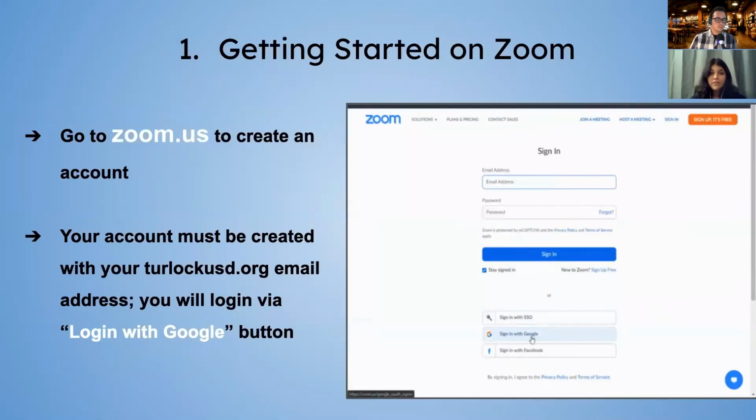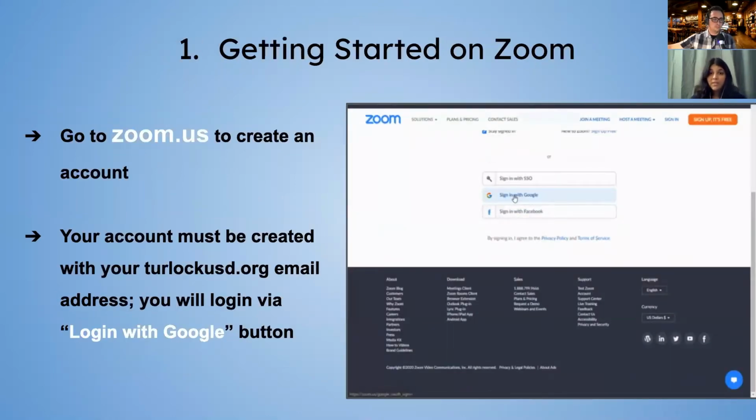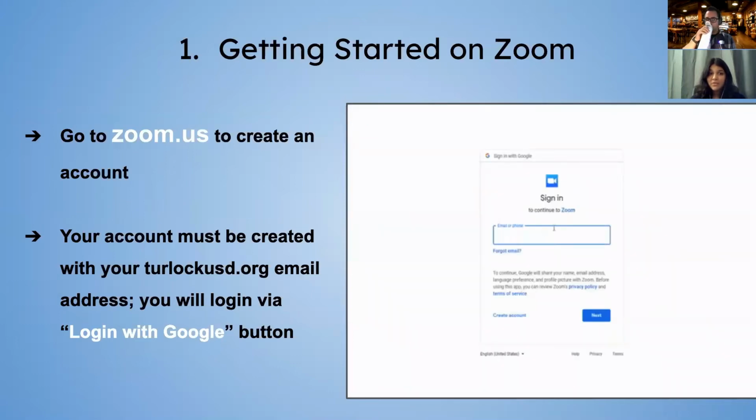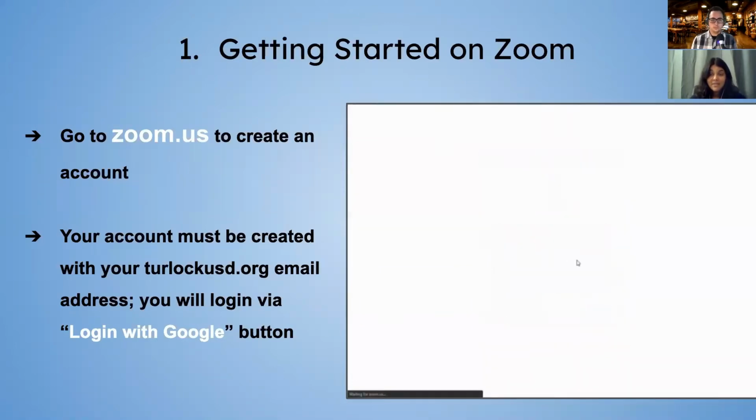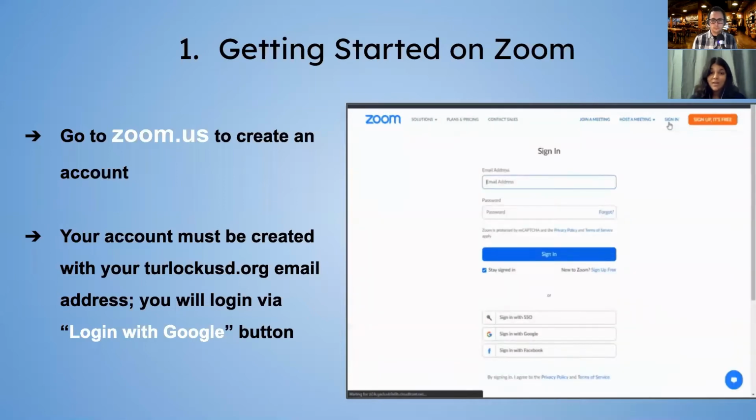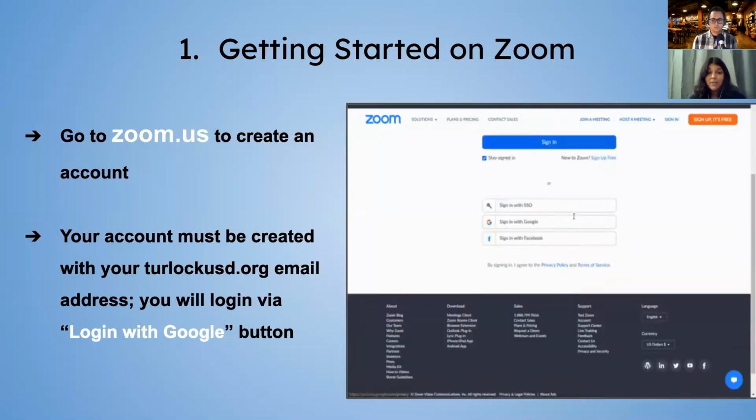So the very first thing you want to do if you're brand new to Zoom, getting started, is you want to go to zoom.us and create your account. And you're going to want to log in with Google. If you haven't done this, if you check your Gmail account and you have an email from Zoom to activate, you can just go ahead and hit activate your account, and you would create your account that way.